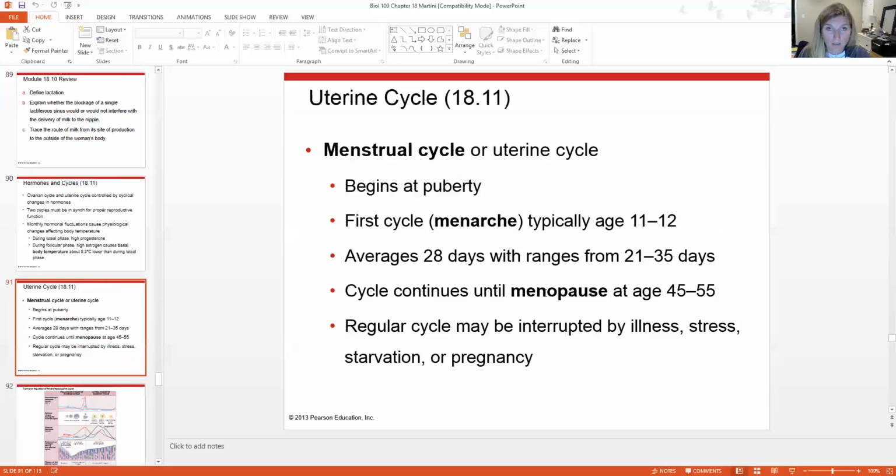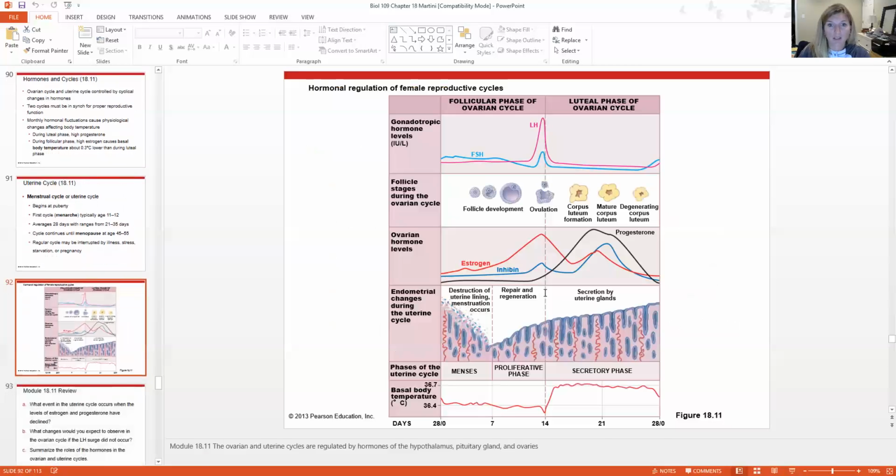It typically occurs around age 11 or 12. The cycle averages about 28 days, or from 21 to 35 days. Every woman's a little different. The cycle continues until menopause around age 45 to 55. The regular cycle can be interrupted by stress, starvation, pregnancy, illness, etc.